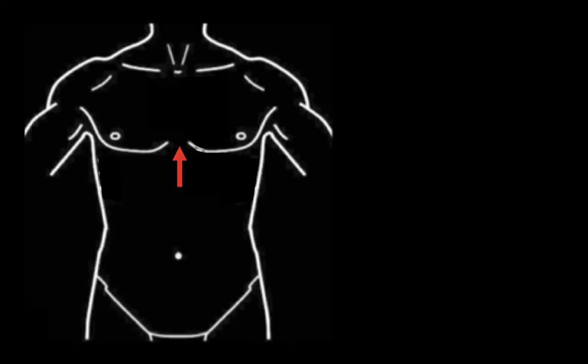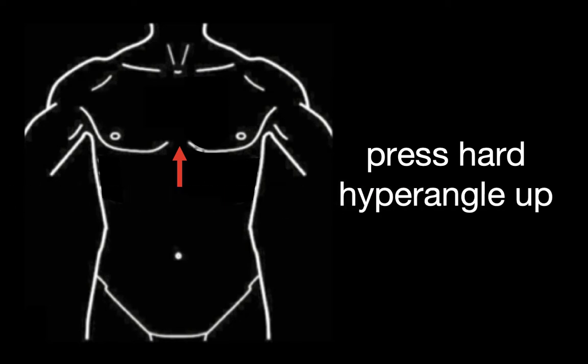We'll change gears now and talk about the IVC. This is actually pretty easy to obtain. You want to place your probe in the subxiphoid space with the indicator up towards the head, and you've got to press hard because you're trying to get some of the bowel gas out of the way. The other thing I like to do is hyperangle upwards because I want to see the IVC itself dumping into the right atrium.